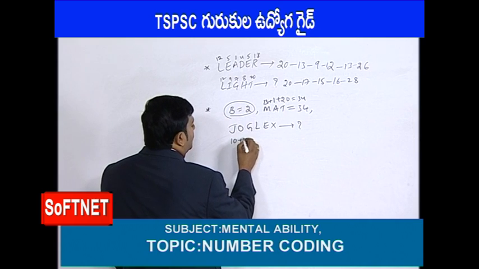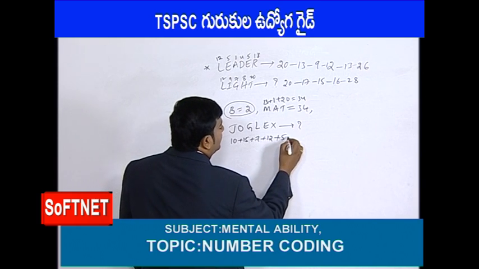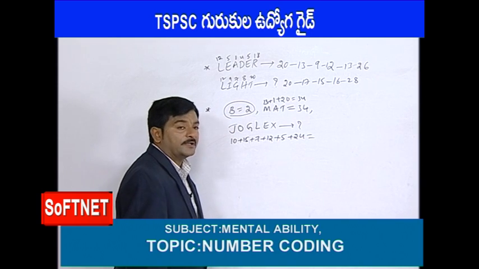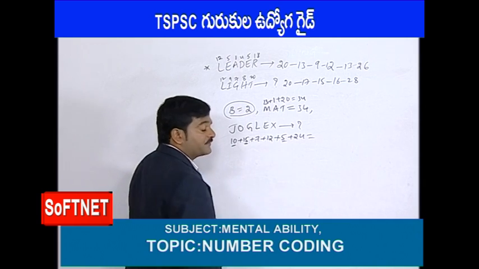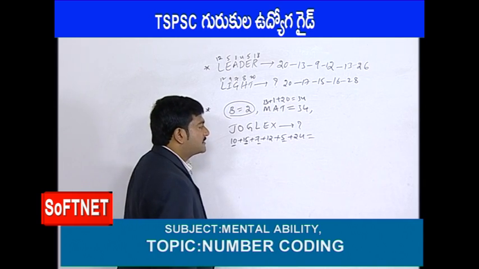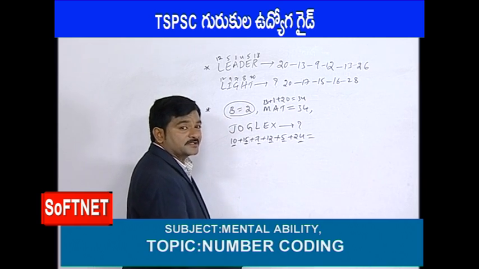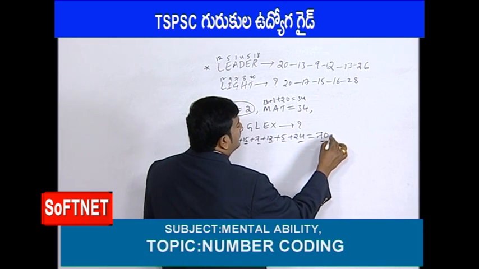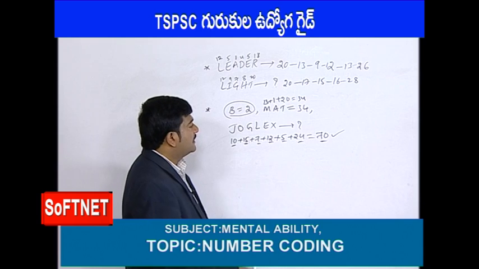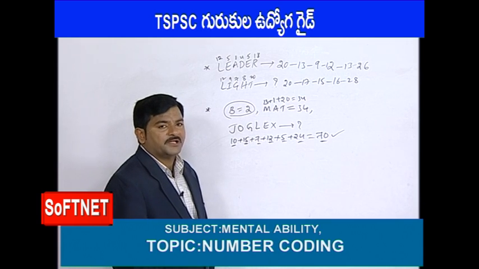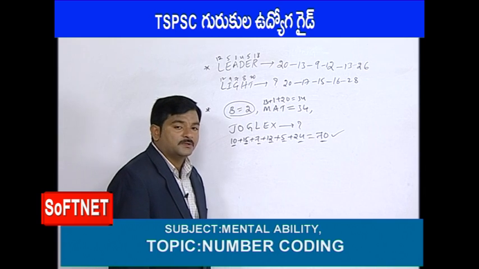J means 10. O means 15, G means 7, L means 12, E means 5, X means 24. Add all these values. See what I am getting. If you add all these values, 10 plus 15, 25. 25 plus 5, 30. 30 plus 7, 37. 37 plus 12, 46. 46 plus 20, 66. 66 plus 4, how much I am getting? 70. Hence, the code for the given word JOGLEX is 70. Simply ఎలా వచ్చింది? By adding all the corresponding numerical numbers. Okay, I hope you understood this example also.